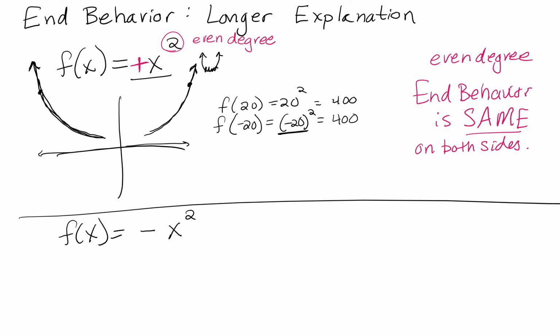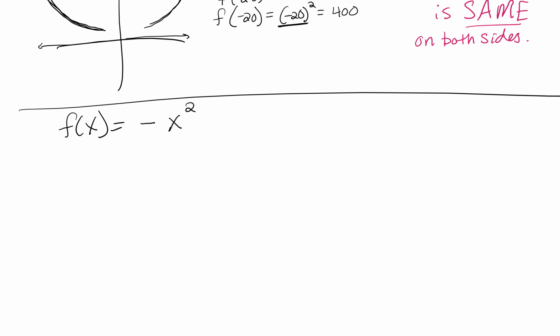Now, some of you probably already know what this looks like. But in case you don't, let's do the same process. So if I was to pick a number, let's say 20, and again, you can pick 50, 100, you can pick whatever, just pick a fairly decent big number there. If I was to pick 20, what happens?